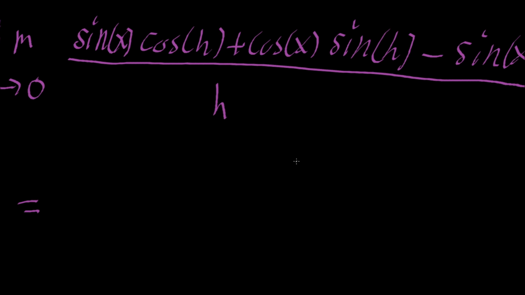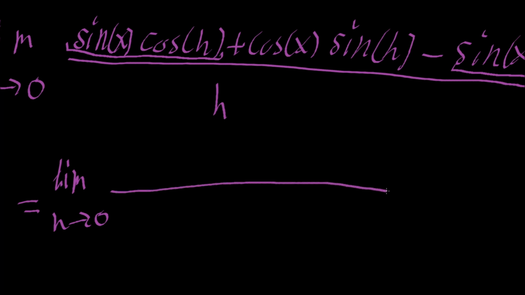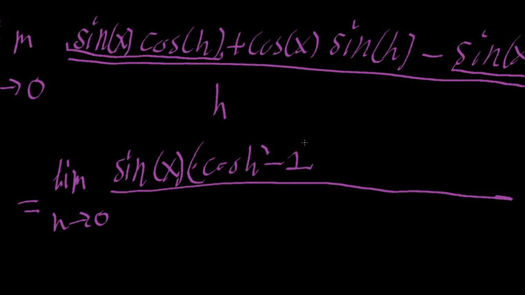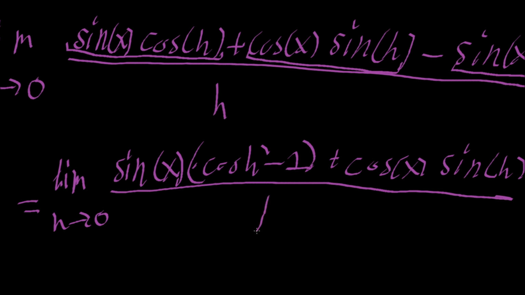But notice that both this term and this term contains a sine of x, so we might as well just factor it out and rewrite this as the limit of h approaching 0 of sine of x multiplied by cosine of h minus 1 plus, and now we still have to add this, cosine of x times sine of h, and this all goes over h.